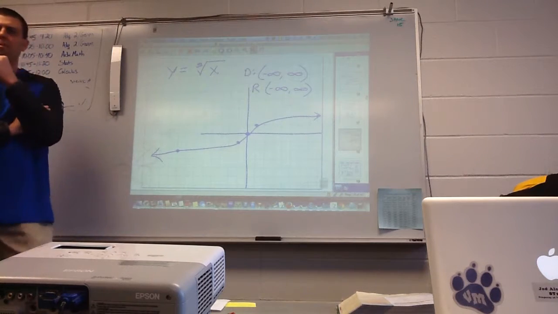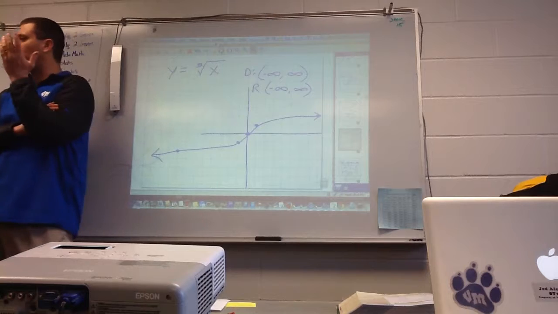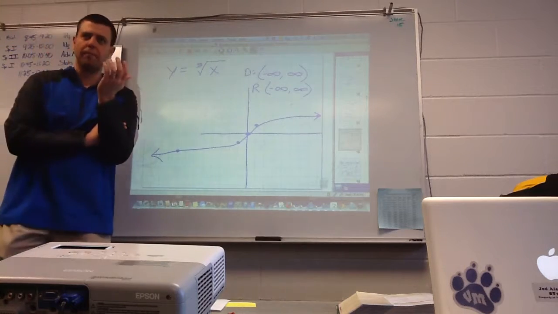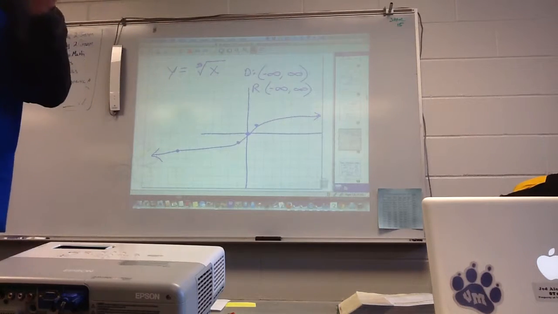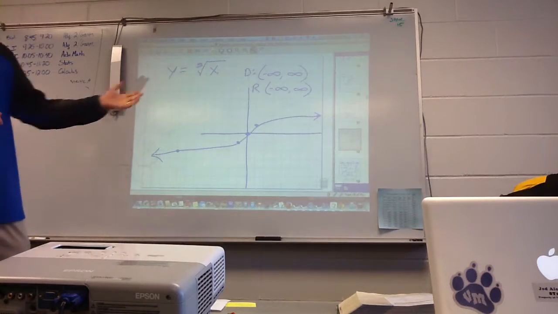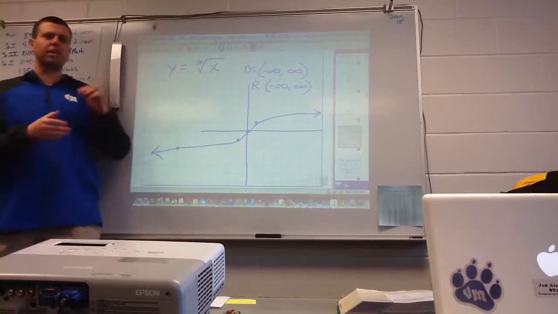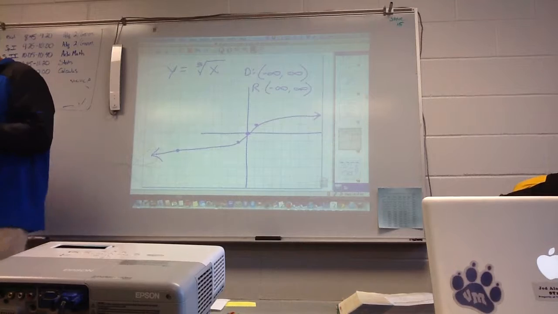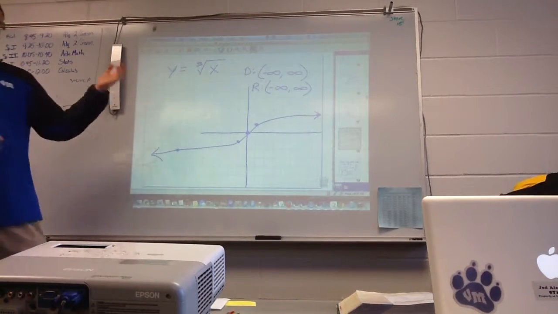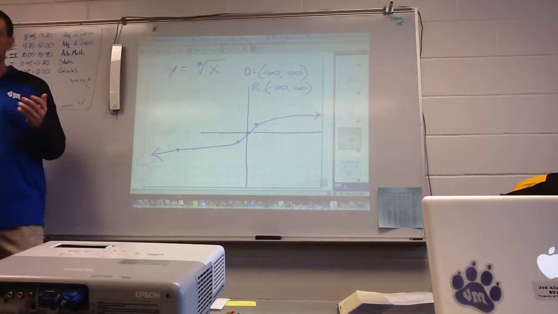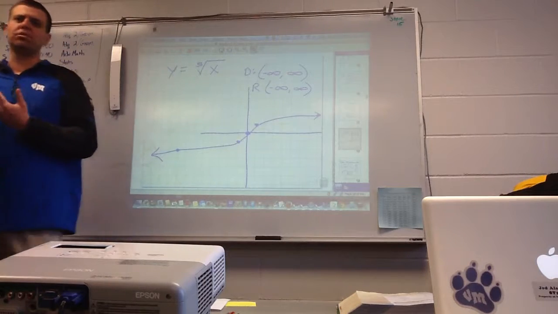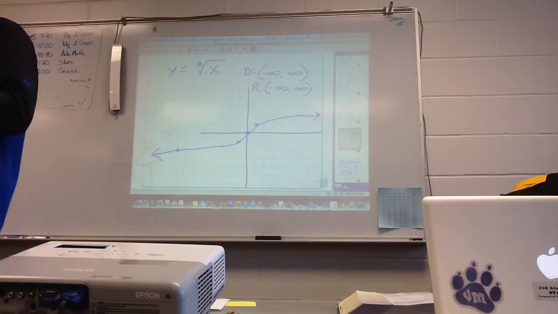Or you could also just type in y equals x raised to the 1/3 power. Either way is fine, both work. So if you want to use your graphing calculator to come up with a table of values for this, you certainly can. But this one you can probably do mentally. It's a cube root, so pick some nice numbers that are perfect cubes.